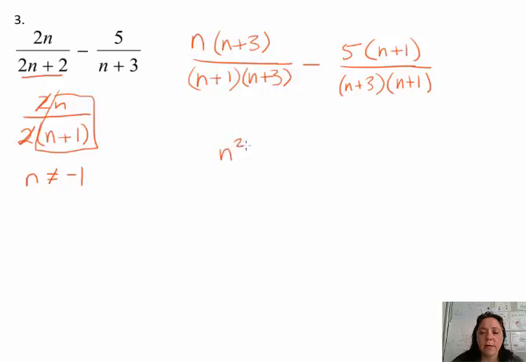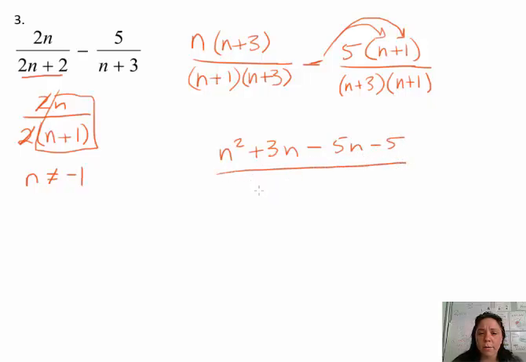If we go multiplying this out, I have n squared plus 3n minus, and make sure we distribute this negative sign. It's going to go with our 5 as we distribute. Minus 5n minus 5 all over n squared plus 4n plus 3. And let's not forget our variable restriction here. n's not equal to negative 3.